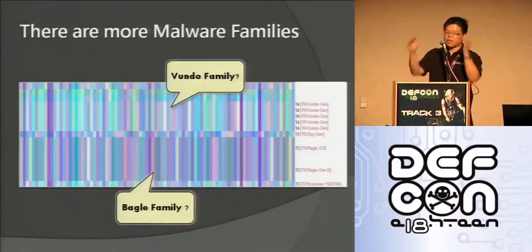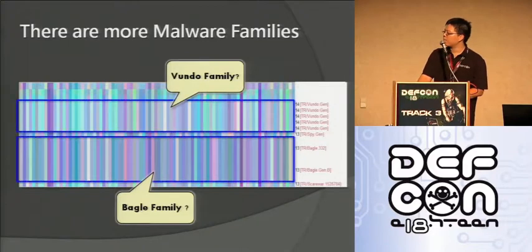And in that big block, we only look at the first block, right? So there are other blocks in that picture. There are also other malware families, including the Undo families and also the Bagel families, also a very famous malware. These malware instances also tend to be very similar. They have the same color patterns.